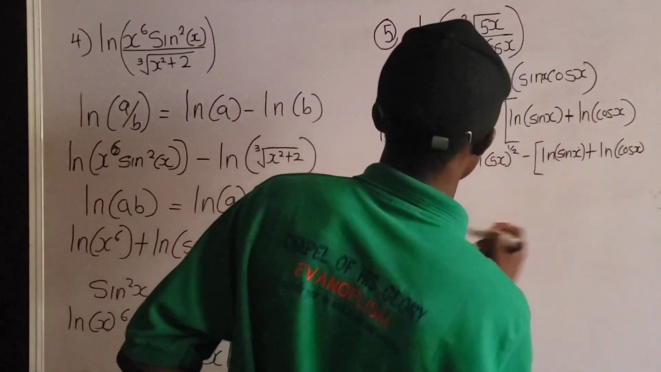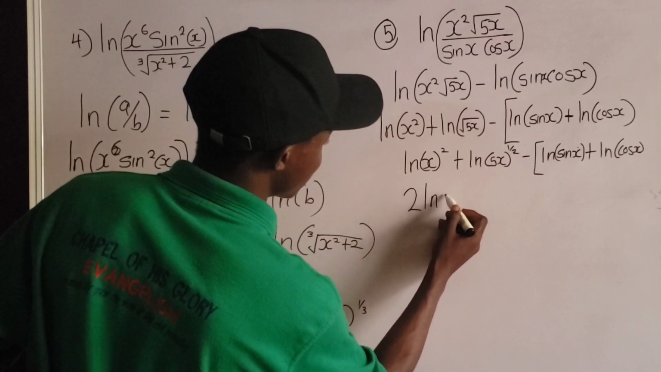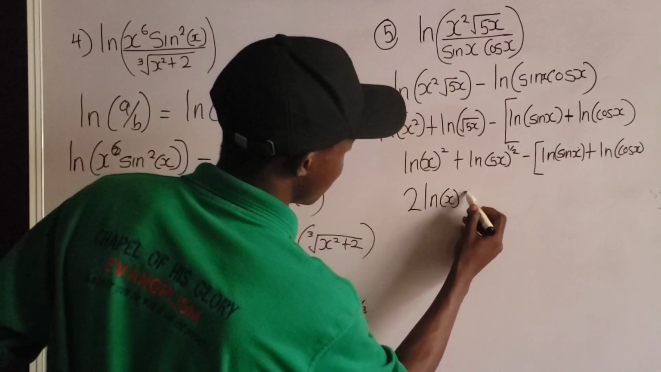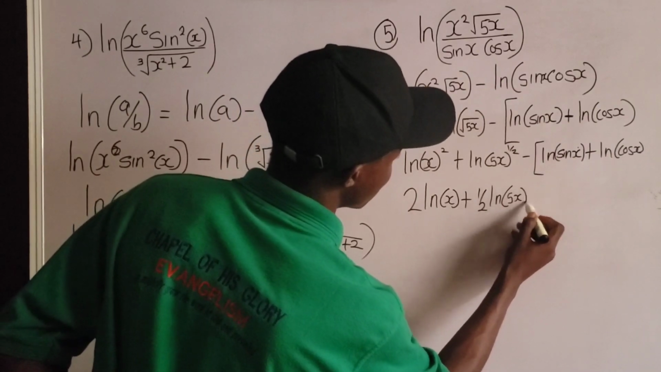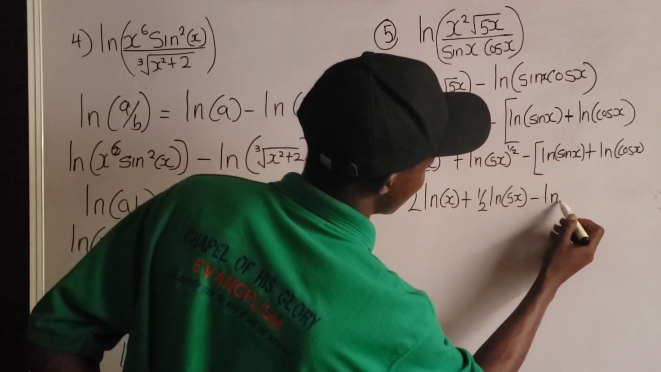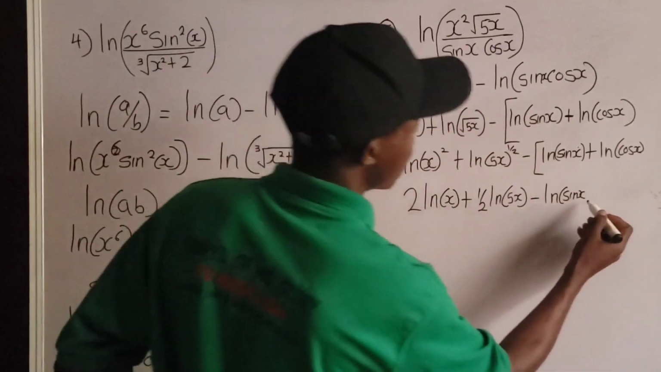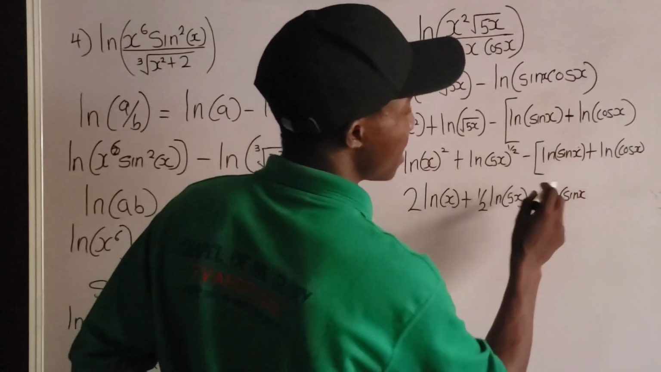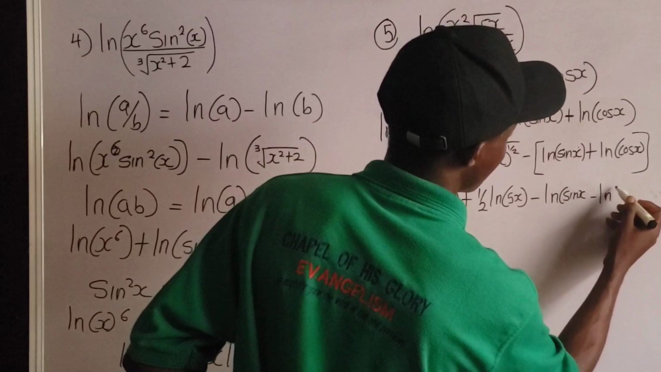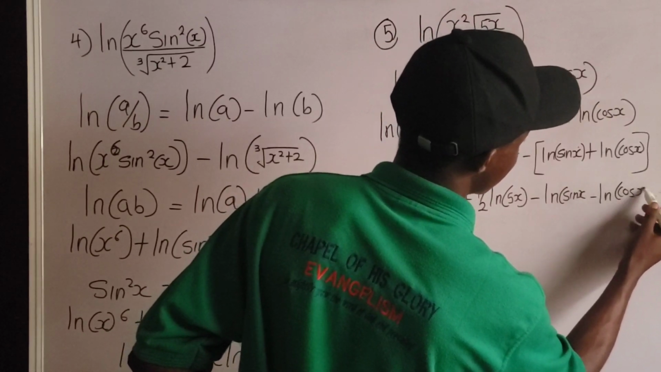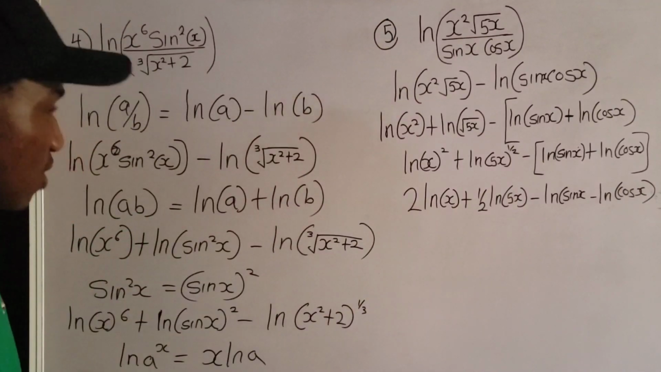You understand? Okay, now this can be written as 2 natural log of x plus 1 over 2 natural log of 5x minus natural log of sine x, and if this negative multiplies the positive here, I'm going to have minus natural log of cos x. I trust you understand, we have been able to break this down to this. So now let us proceed.